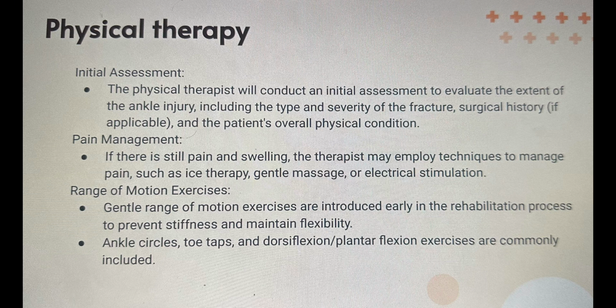Then they'll give you range of motion exercises. Gentle range of motion exercises are introduced early in the physical therapy process to prevent stiffness and maintain flexibility. Some exercises could be ankle circles and toe taps, and dorsiflexion and plantar flexion exercises are commonly introduced too.